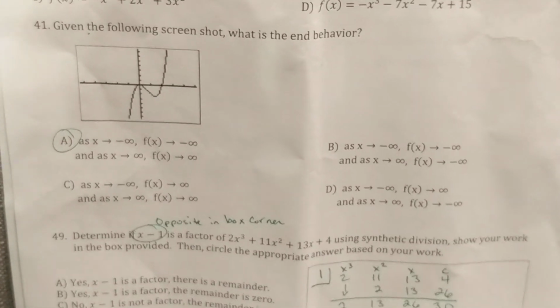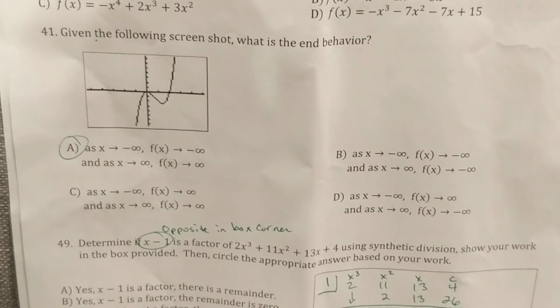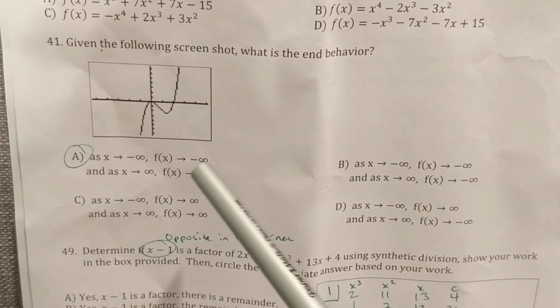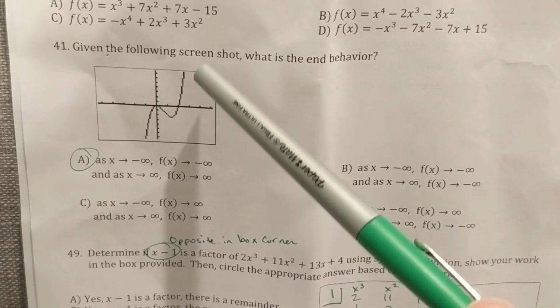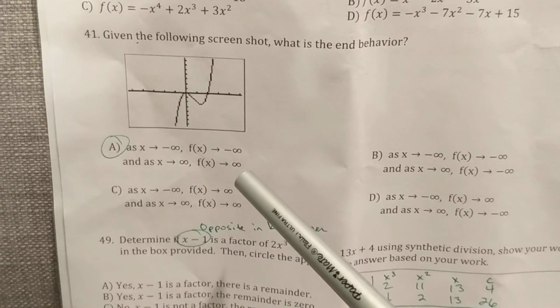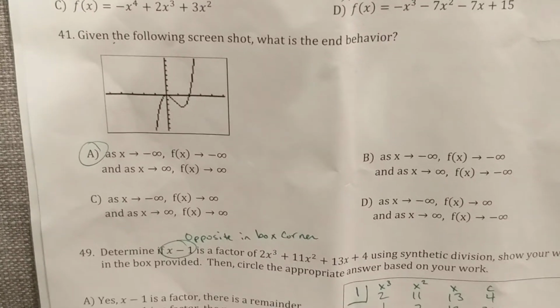41 just wants you to write the end behavior for that graph. The left side is going down, so that's why as x goes to negative infinity, f of x goes to negative infinity. Right side is going up, so as x goes to positive infinity, f of x is going to positive infinity. So A would be correct on 41.